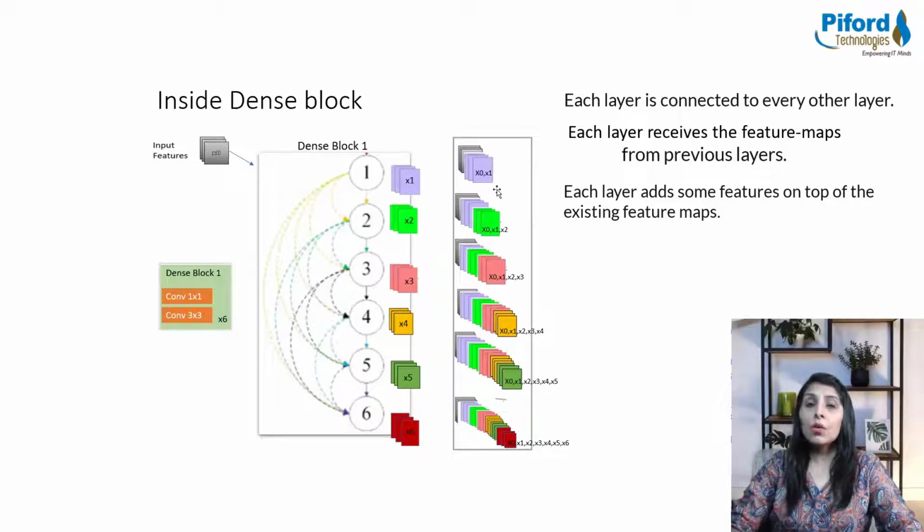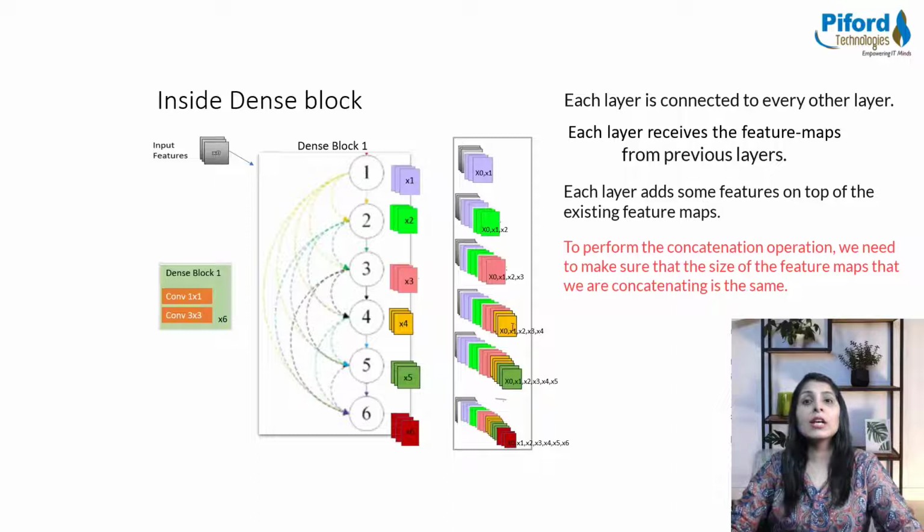Now guys, one thing which is very important to understand here is that you can only concatenate the feature maps if the sizes of those feature maps are similar. If you want to concatenate these features with these gray features, you can only concatenate them if the size of those feature maps is the same.